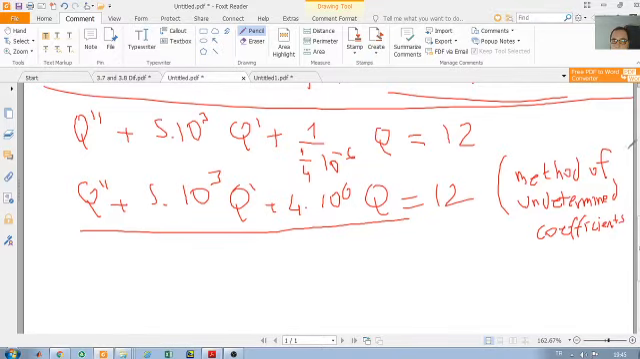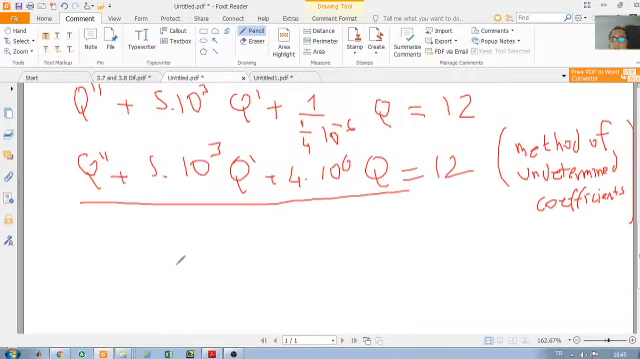Undetermined coefficients. According to the method of undetermined coefficients, the first step is to find the solution of the corresponding homogeneous equation, by removing the right hand side, namely we write 0 for the right hand side of this differential equation.